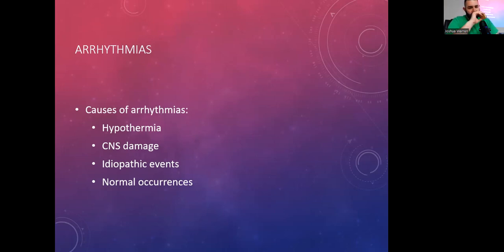Interesting. So it could be normal occurrences. Why would it be a normal occurrence to throw an arrhythmia? Well, they might have been born with it. For a young woman born with an extranodal pathway, she might go into SVT from time to time. It can happen.